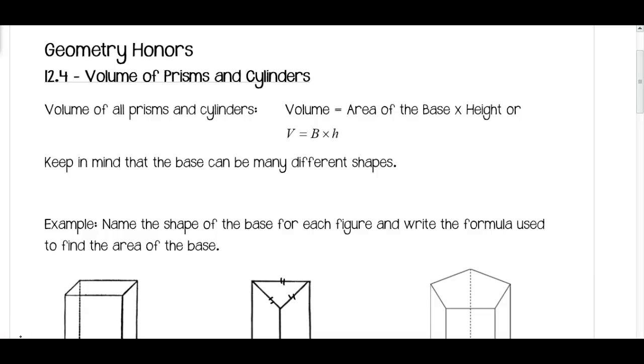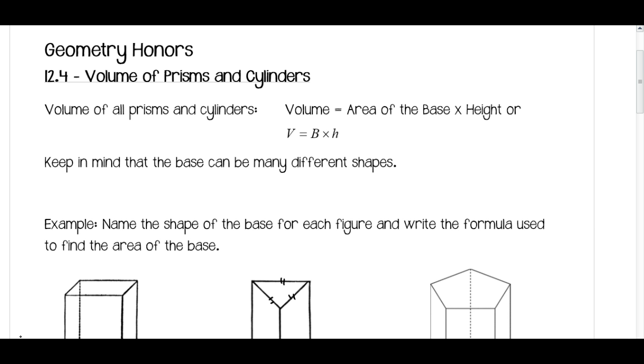This is Mr. Martin. These are the video notes for Geometry Honors, section 12.4. We're moving into volume. We just did surface area, and we're going to move on to volume. So we're going to look at the volume of prisms and cylinders in this section.